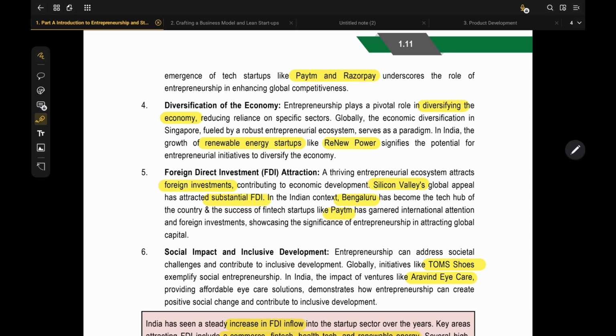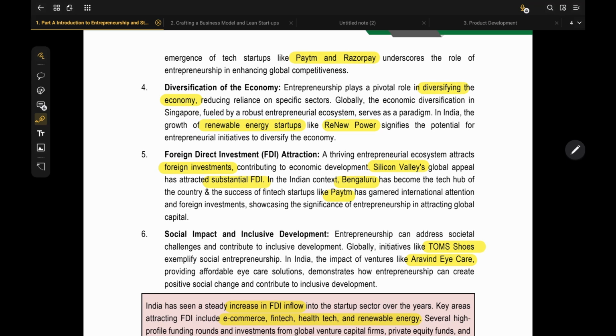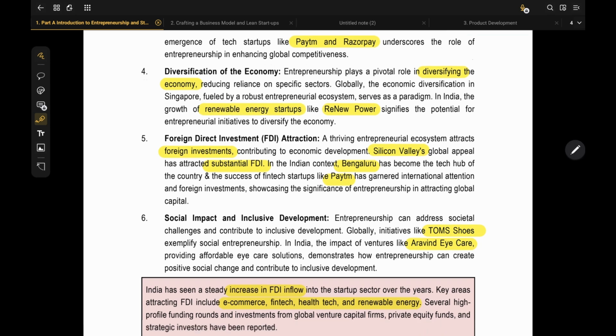Paytm, Razorpay, they are also important, successful startups. And then diversification of the economy. This will play a role in diversifying the economy. If there are a lot of startups, everyone will be doing different business. So there will be many businesses working in many sectors. Even if one sector faces a problem or recession, other sectors will be there to boost the economic growth of India. Like in renewable energy also we have startups.